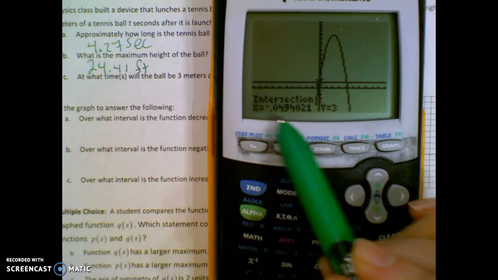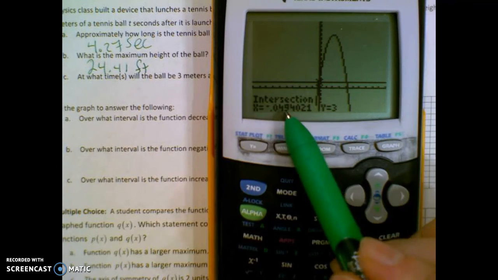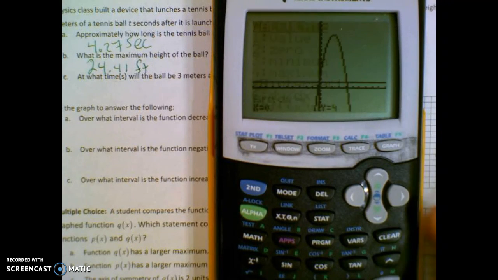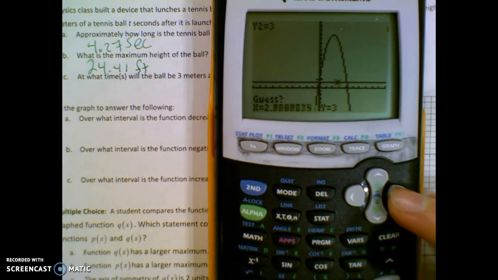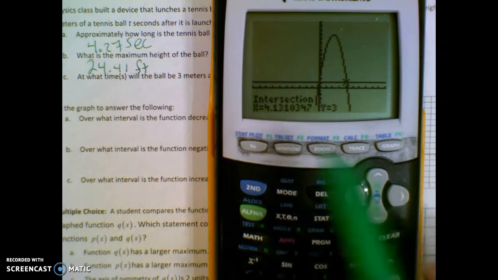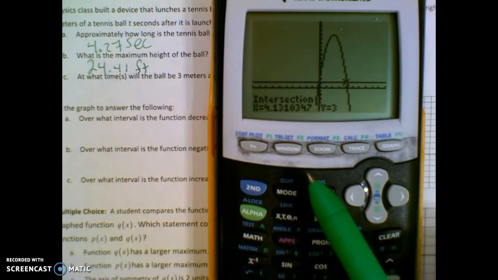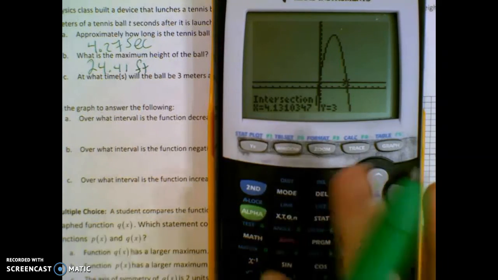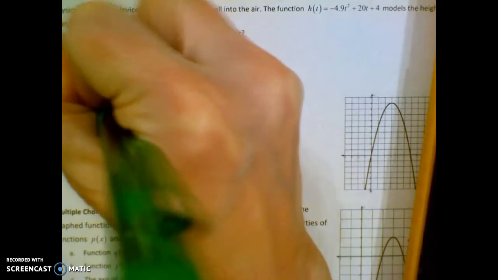That's negative time. I don't want to have negative time. So clearly I want just this answer. So second trace, intersect, first curve, press enter, second curve, press enter. Guess, I'm actually going to go over there, close to it, press enter, and 4.13, that is the time at which the ball will be 3 feet high. So 4.13 seconds is that answer.